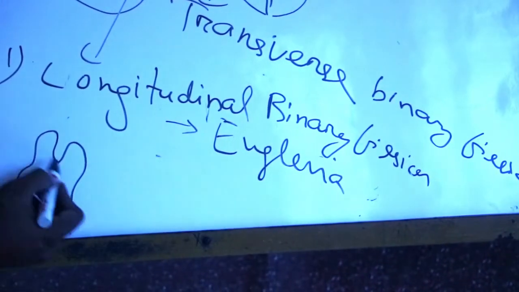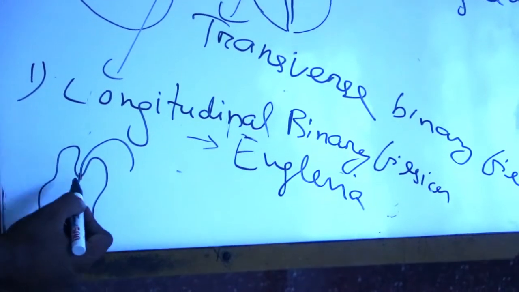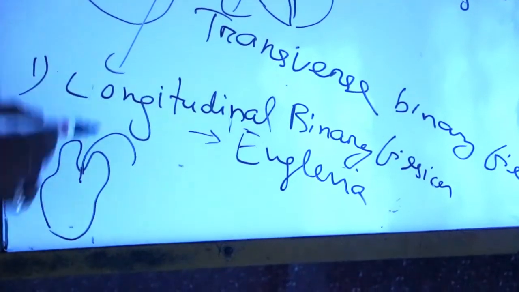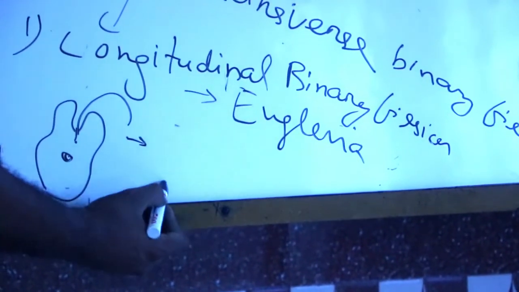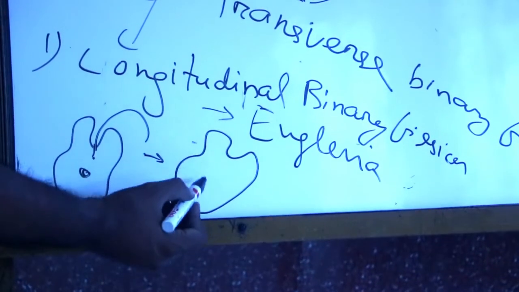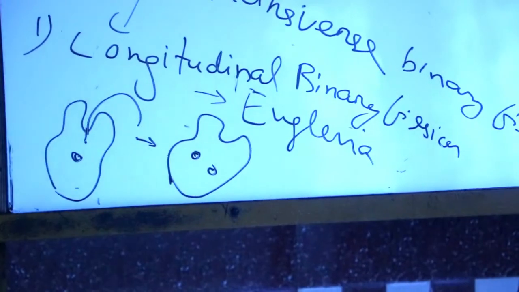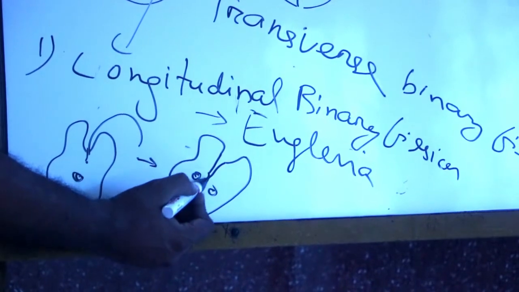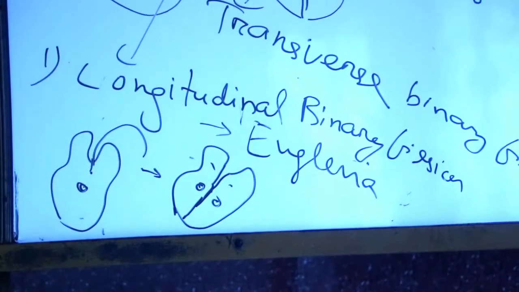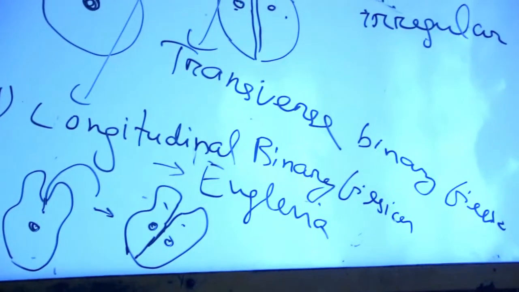Euglena is a freshwater protozoan. Its whole body is a single cell. During favorable condition, the nucleus of Euglena first mitotically divides to form two daughter nuclei, then its whole body longitudinally constricts to form two individuals. So it is longitudinal binary fission.